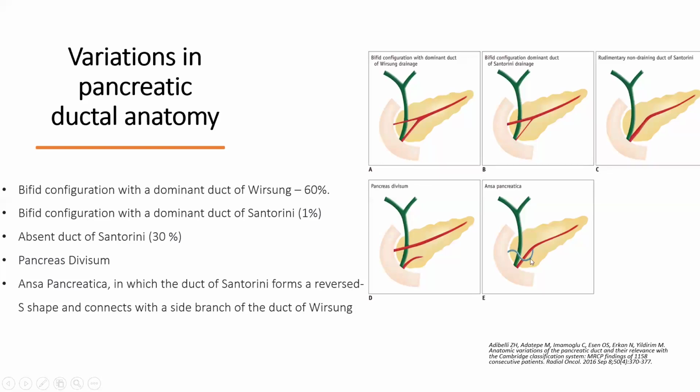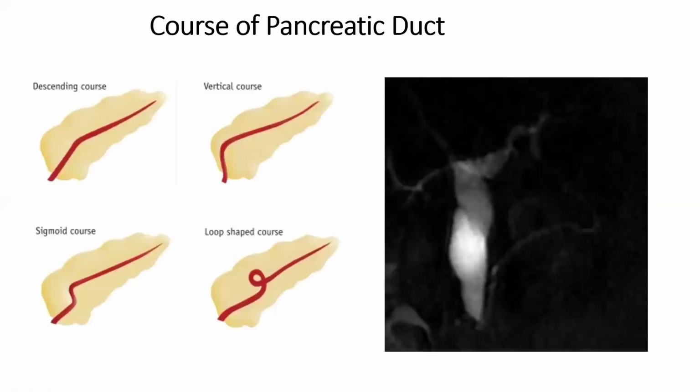Sometimes you also see cases of ansa pancreatica. In this situation, there's a small defect in the dorsal pancreatic duct, and it joins with a branch of the ventral pancreatic duct by a looped, S-shaped configuration. So sometimes you also see variations in the course of the pancreatic duct. You can see a descending course, a vertical course, a sigmoid course, and sometimes you can also get a looped course. A looped course is sometimes associated with pancreatitis. So it is important to see all these variations.